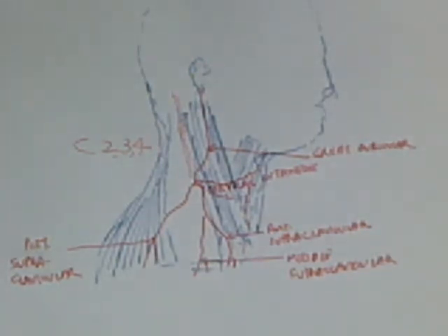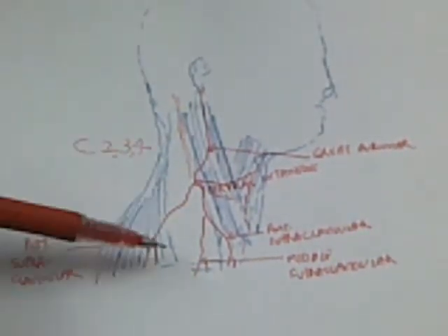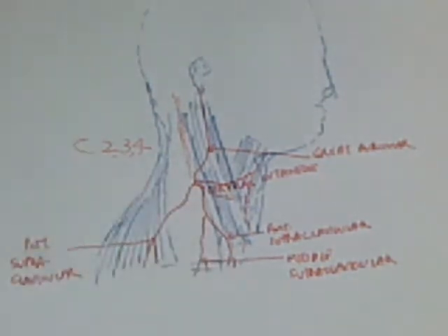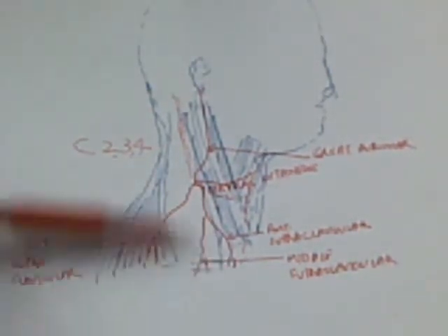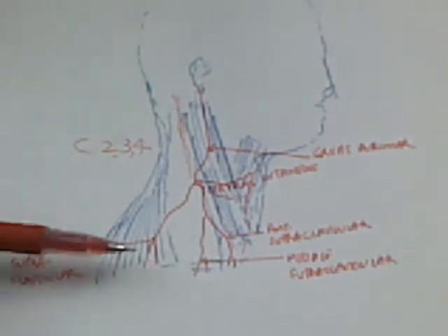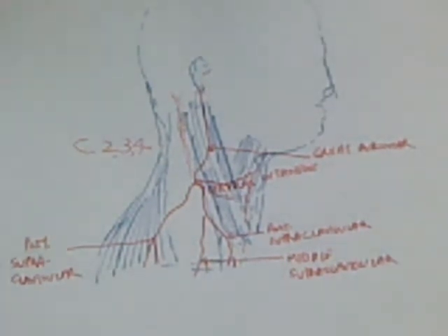The territory of C4 extends to the pectoral region. If we talk about the C4 nerve, its territory extends to the pectoral region through the supraclavicular nerves and meets the second thoracic dermatome at the level of the second costal cartilage.